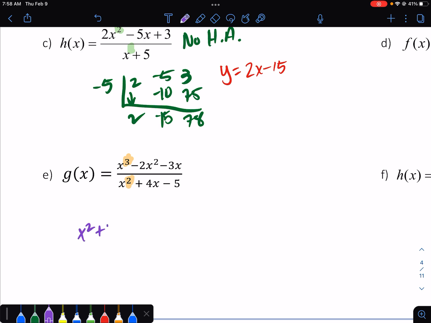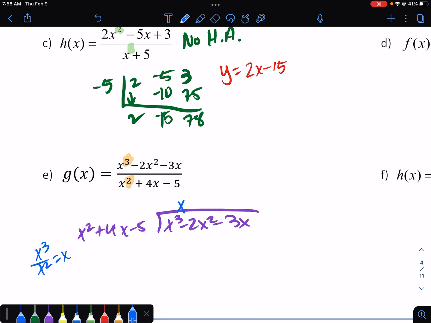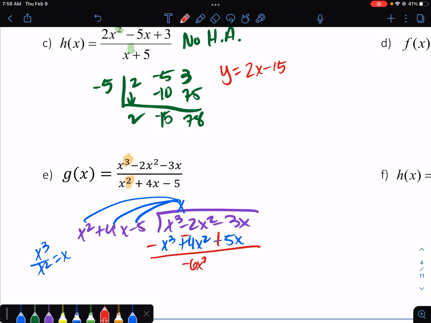And so x squared plus 4x minus 5 goes into x cubed minus 2x squared minus 3x. So if I do x cubed divided by x squared, that gives me an x. X times x squared is x cubed. X times 4x is 4x squared. X times -5 is -5x. I change the signs. So that gives me -6x squared plus 2x. So I'm going to do 6x squared divided by x squared, which gives us 6. And then I'm going to do, I probably should have used a different color. 6 times x squared.